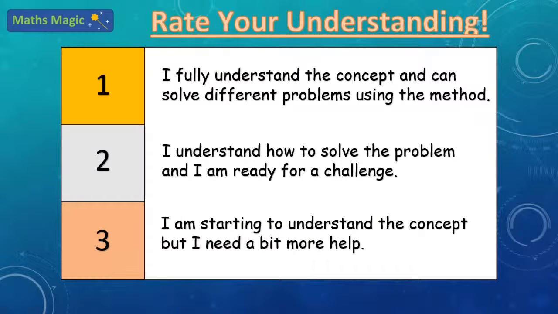It's time to rate your understanding of this method. If you rate yourself a 1, you fully understand the concept and can solve different problems using the method. If you rate yourself a 2, you understand how to solve the problem and are ready for a challenge. And if you rated yourself a 3, you're starting to understand the concept but need a bit more help. If you rated yourself a 3 or a 2, watch the video again to become more confident using this method. If you rated yourself a 1, you can move on to addition with renaming part 2, year 3.